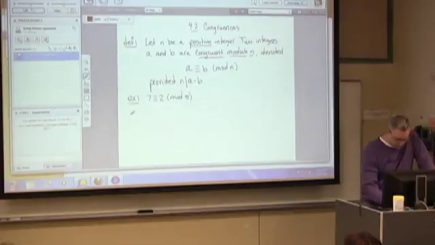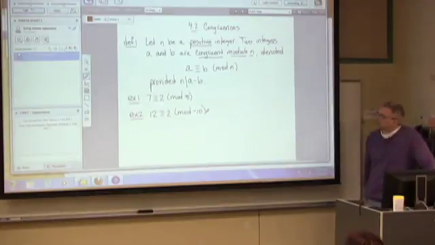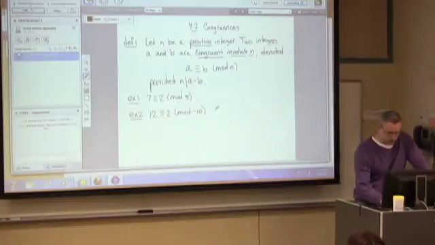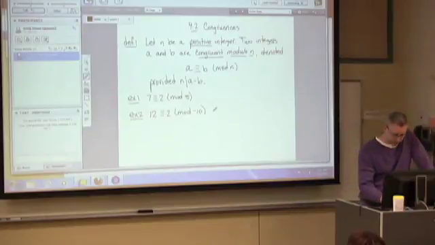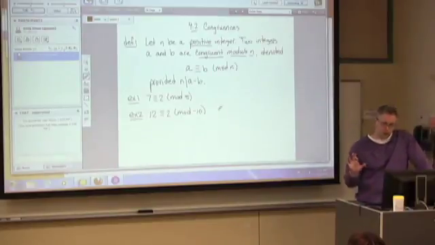I don't think this is even going to show up in your book, but to be on the safe side, I'm going to say it. Is there anything, do we have any issues with this? It's not positive, so this is undefined. Okay, sorry. So example 1 was 7 is congruent to 2 mod 5.